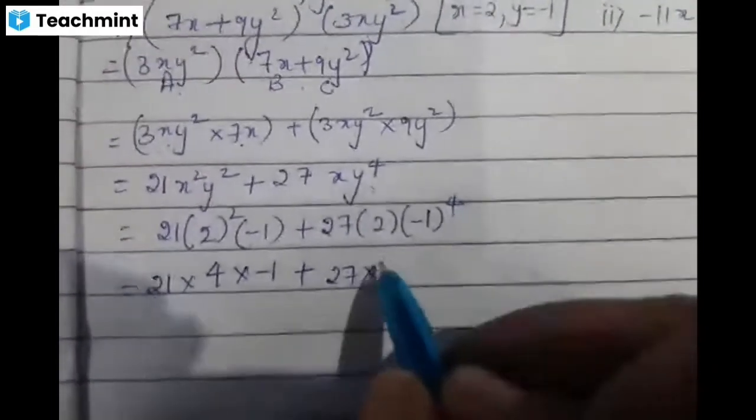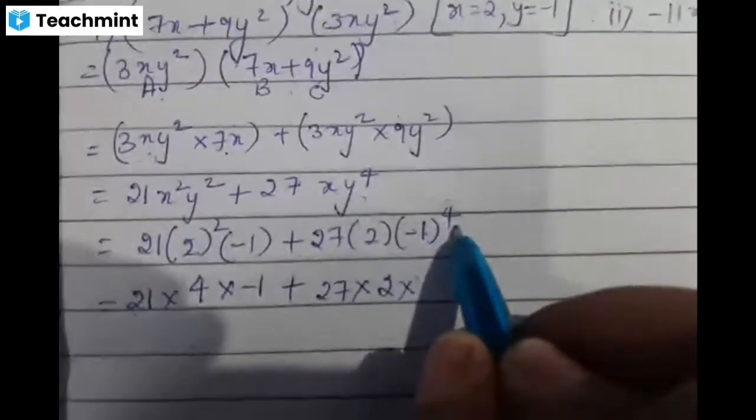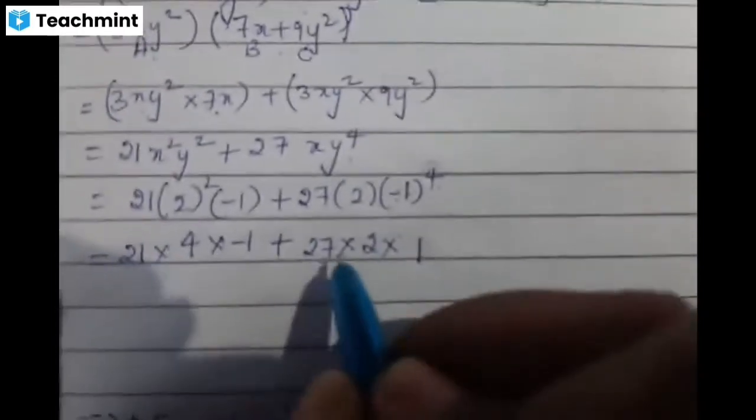into 2 into -1 raised to 4. 4 is an even number. So 1 multiplied 4 times is 1. But minus multiplied 4 times will be plus, children, because it is an even number. So the answer is 1.